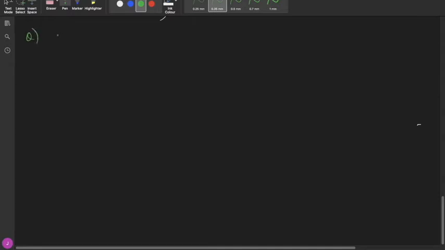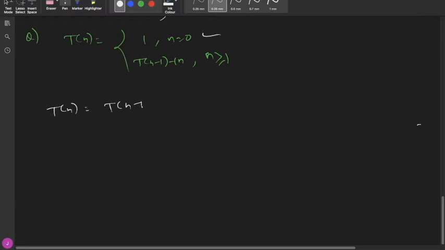Let's go for the third question. So this is the third question. Please pause the video and try to solve it yourself. This is the base condition given. What is our job? I just need to write it like this: T of n equals T of n minus 1 plus n. So I have to substitute this value now.